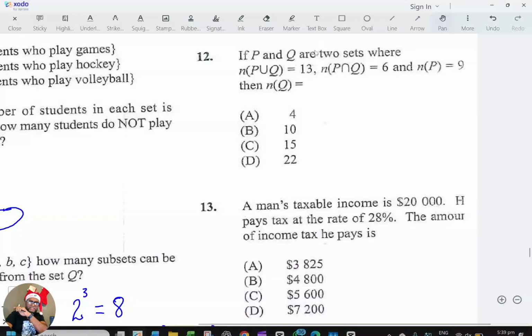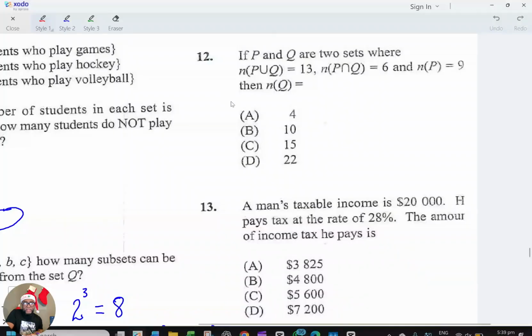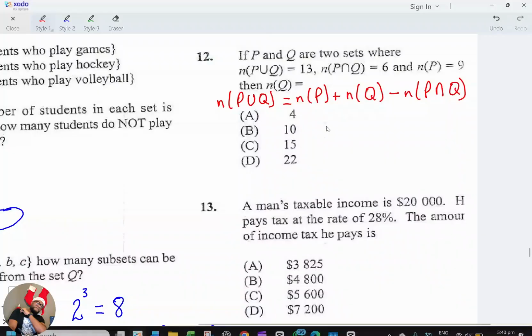If P and Q are two sets where the number of elements in P union Q is equal to 13, the number of elements in P intersect Q is equal to 6, and the number of elements in P is 9, they want you to find the number of elements in Q. So there's a standard formula for this: n(P union Q) is equal to n(P) plus n(Q) minus n(P intersect Q). That is the standard formula.